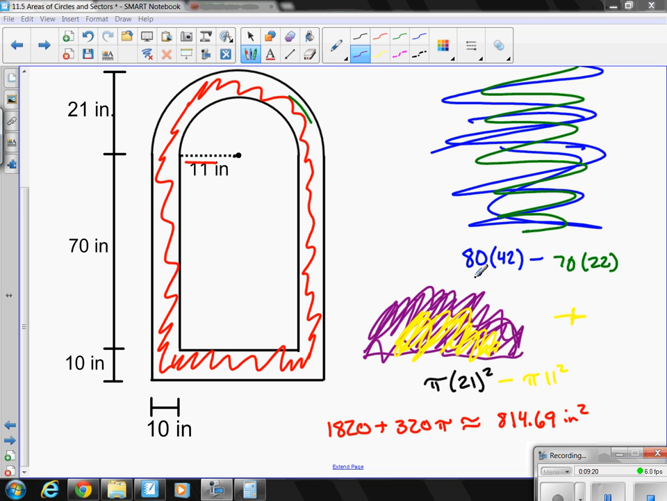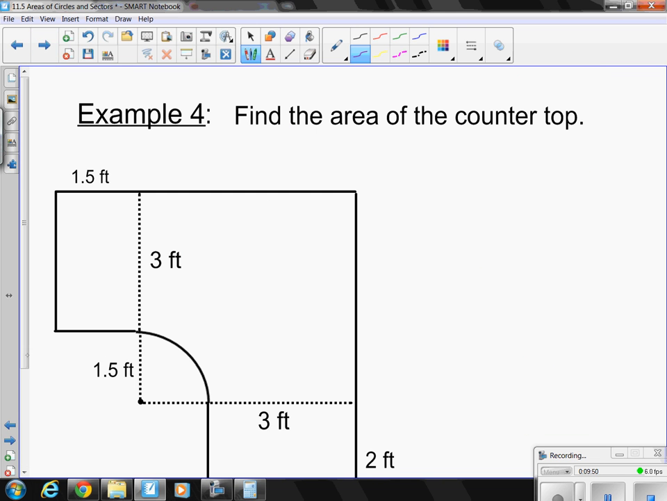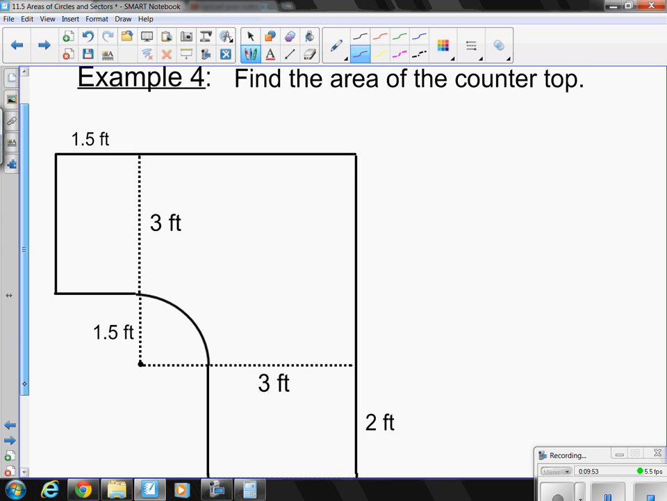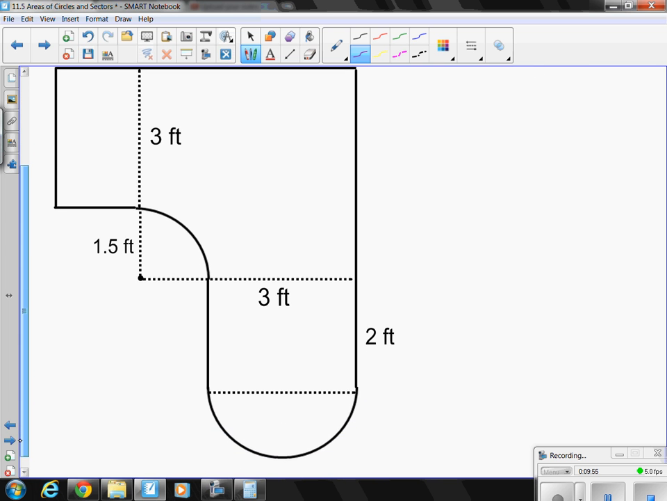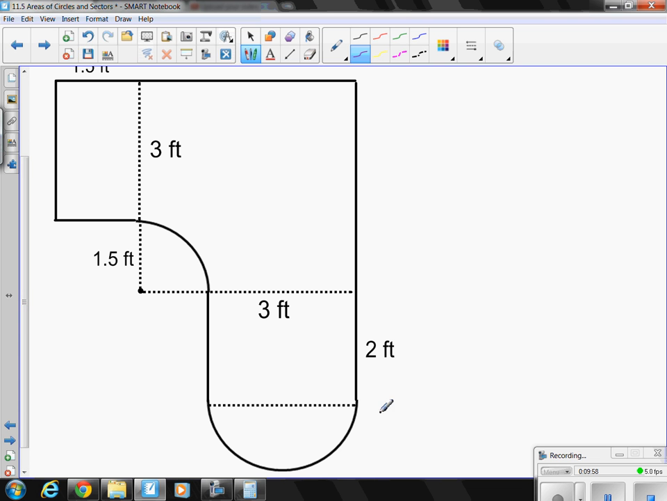All right, so I did some quick calculations. That calculation was 1,820. When I did this, I got 320 pi. So that would be the exact answer. And then I approximated that out to 814.69 inches squared would be the area of the full part. But notice how, remember, you got to find areas and subtract areas to find the total area of an irregular shape. Here's another example where you can find areas of shapes and then subtract them.